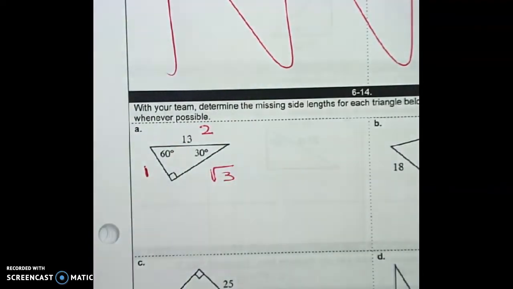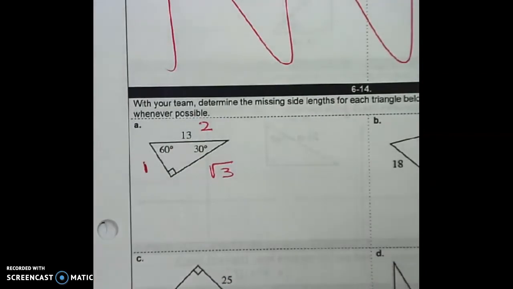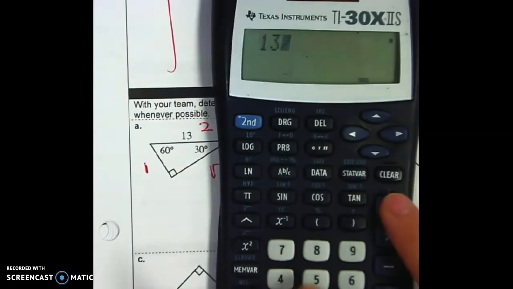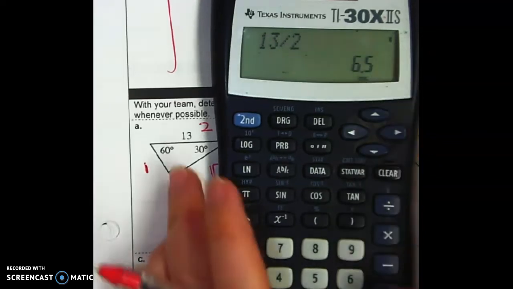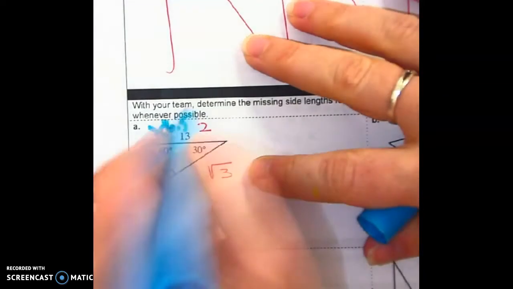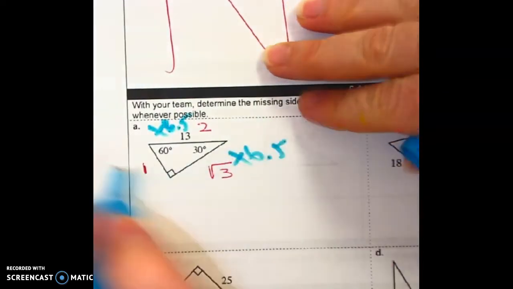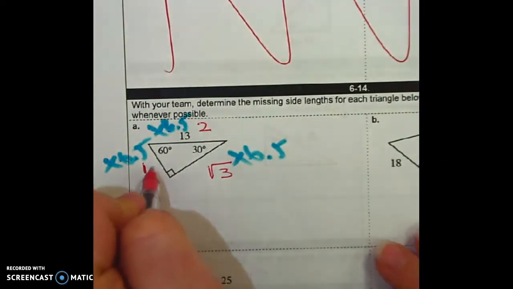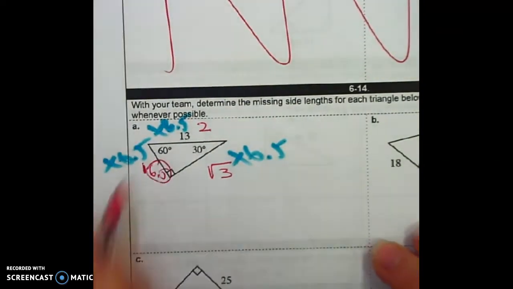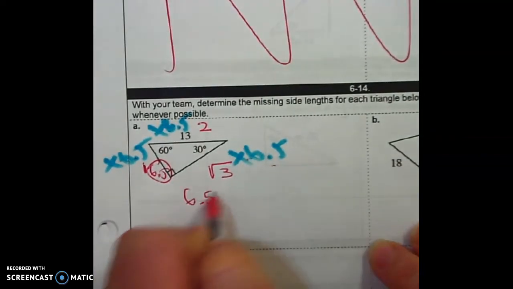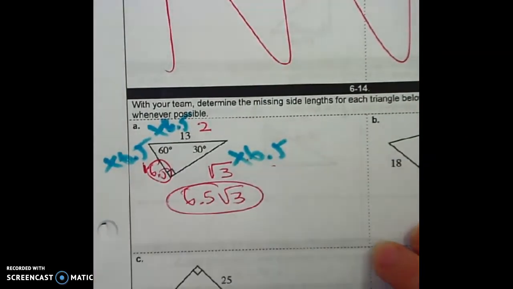Okay? So this one, I'm going to go 2 times what is 13. And that's not as easy for us. But if we go 13 divided by 2, it tells us 6.5. So if I multiply this by 6.5, I multiply this by 6.5, I can multiply this times 6.5. So 1 times 6.5 is 6.5. 6.5 times rad 3 is 6.5 rad 3. Let's go to this one.